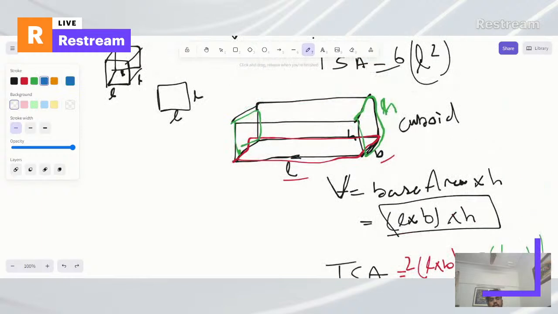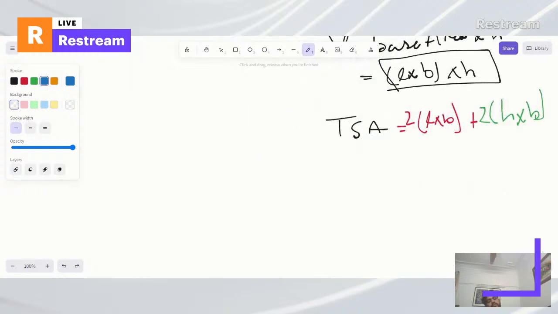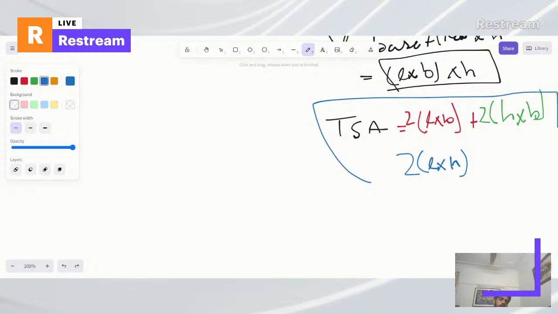And now the front of this shape is exactly identical to the back of the shape as well. The front of the shape is L and H, so it's L times H times 2. So this is going to be the total surface area for a cuboid. I hope that this is clear.